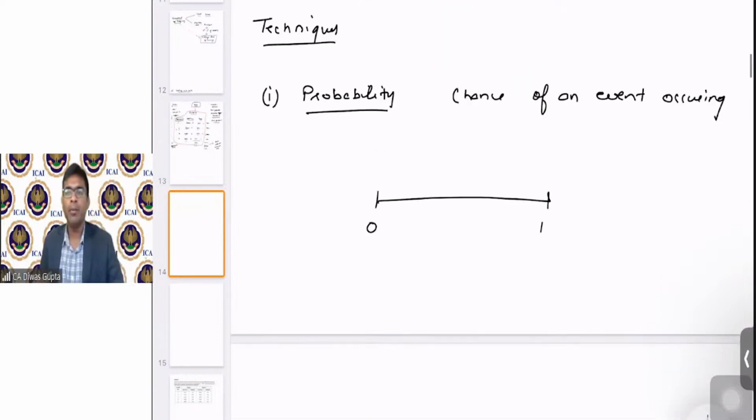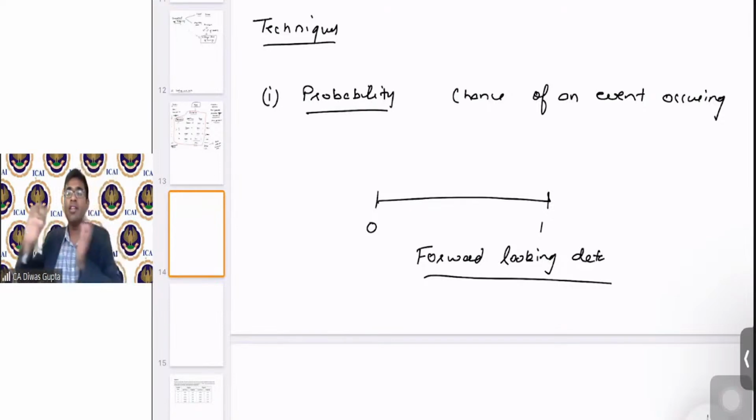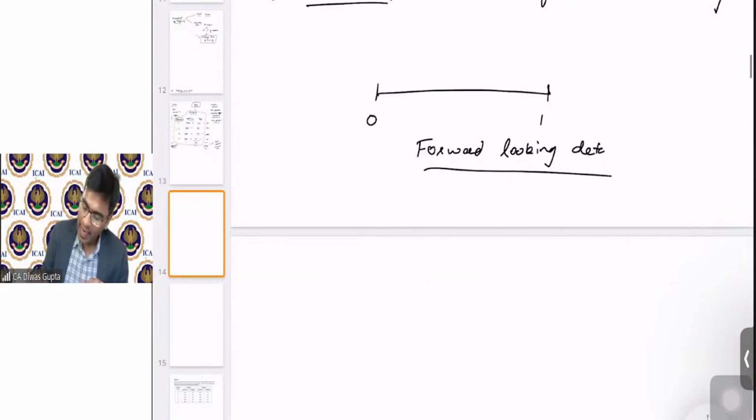So we all know that probability can range from 0 to 1, right? There can be a 50% chance, 40% chance, 10% chance, 90% chance, 100% chance, or 0% chance, right? So it will always range from 0 to 1. And whenever we talk about probability, it is forward-looking data, correct? So we will always say that in future, there is a 10% chance that this will be the cash flow. And we have two formulas to understand here.